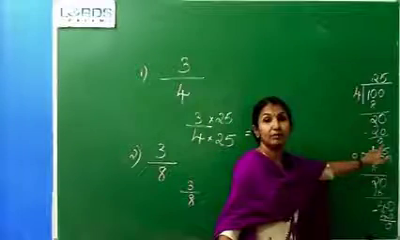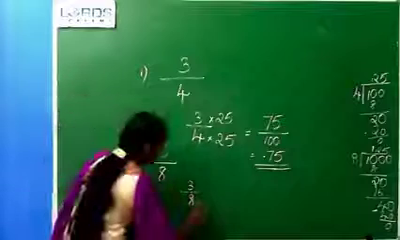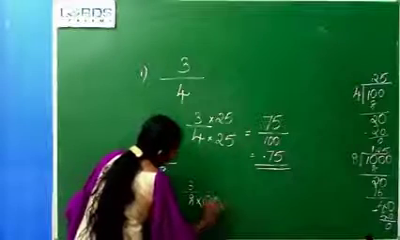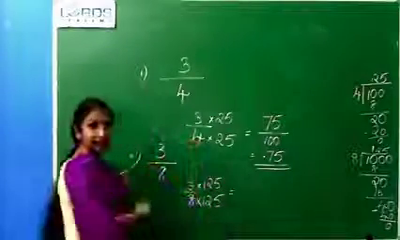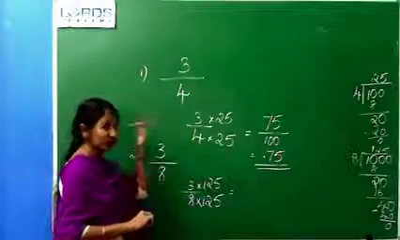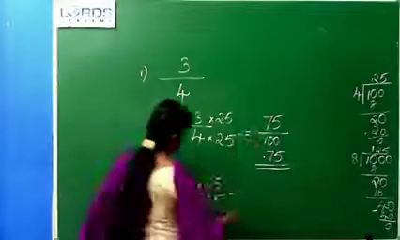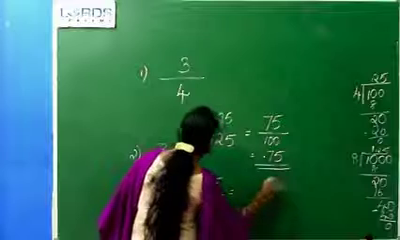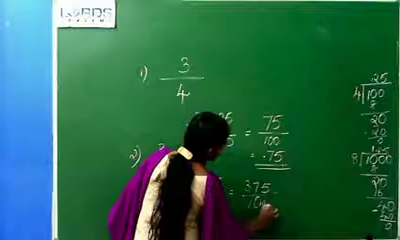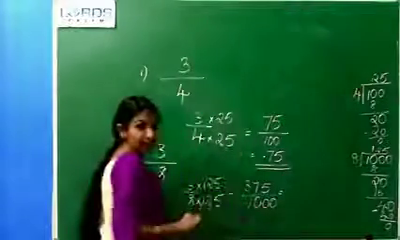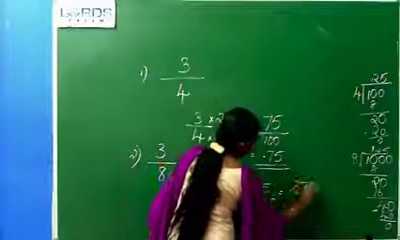It is 125. So, when the denominator 8 is coming, we can multiply it with 125. So, this is the easy one. Otherwise, you can keep it in your memory. So, 125 into 3. Check it in the working column. 375 by 1000. And then, when we convert this, 0.375.